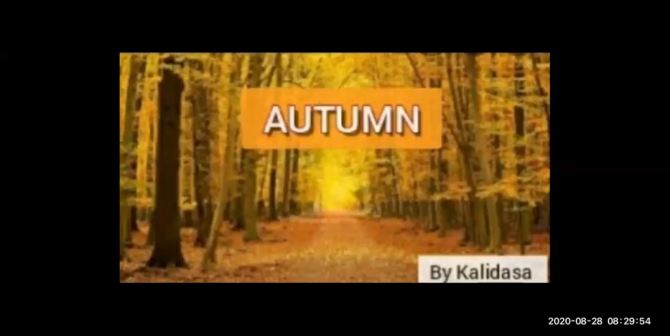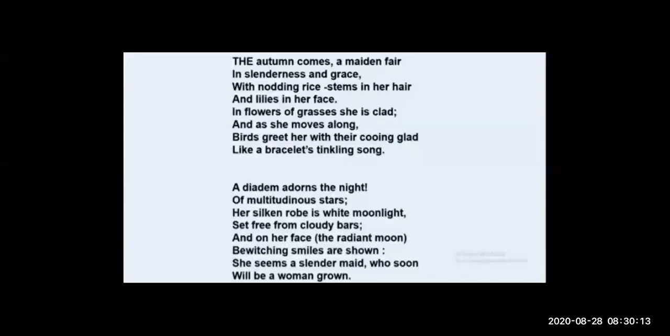Now see, here two more figures of speech are used in this poem. Next, one more is simile, which is used. See, the line, the birds greet her with their cooing glad. This is the figure of speech. Simile is used in this figure of speech. Then the next line is like a bracelet's tinkling song. Again, here the figure of speech simile is used.